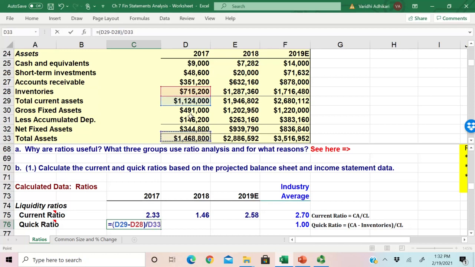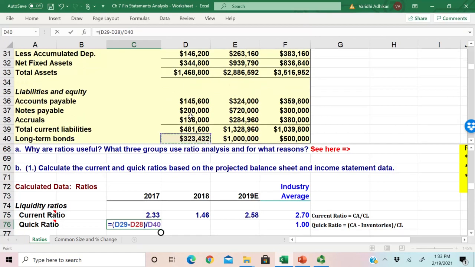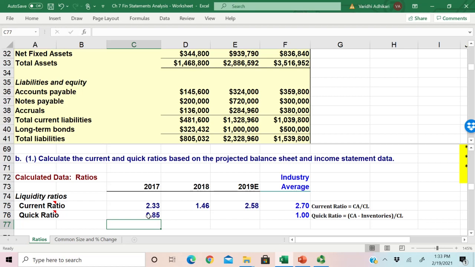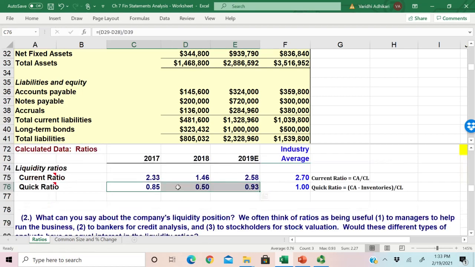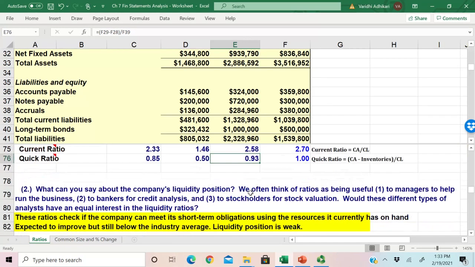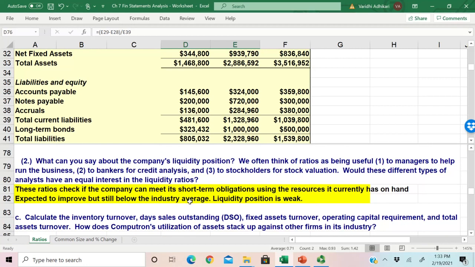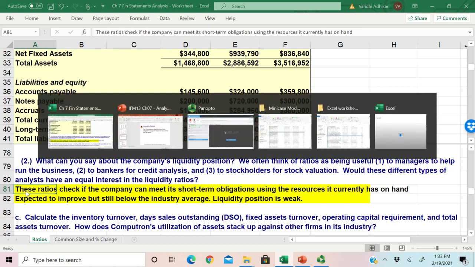So I'm going to go here and find the current liability number, total current liabilities, and 0.85, and I can drag it across and get the numbers. Okay, so this company only has about 50 cents in 2019 if you look at it, it has about 93 cents of current assets except inventory for each dollar of current liability. Compared to the industry, which has 1-to-1, its liquidity position is not as good. It's improving from 2018 to 2019, but it's still worse than the industry. So this company is not as healthy as the overall industry in terms of short-term solvency.